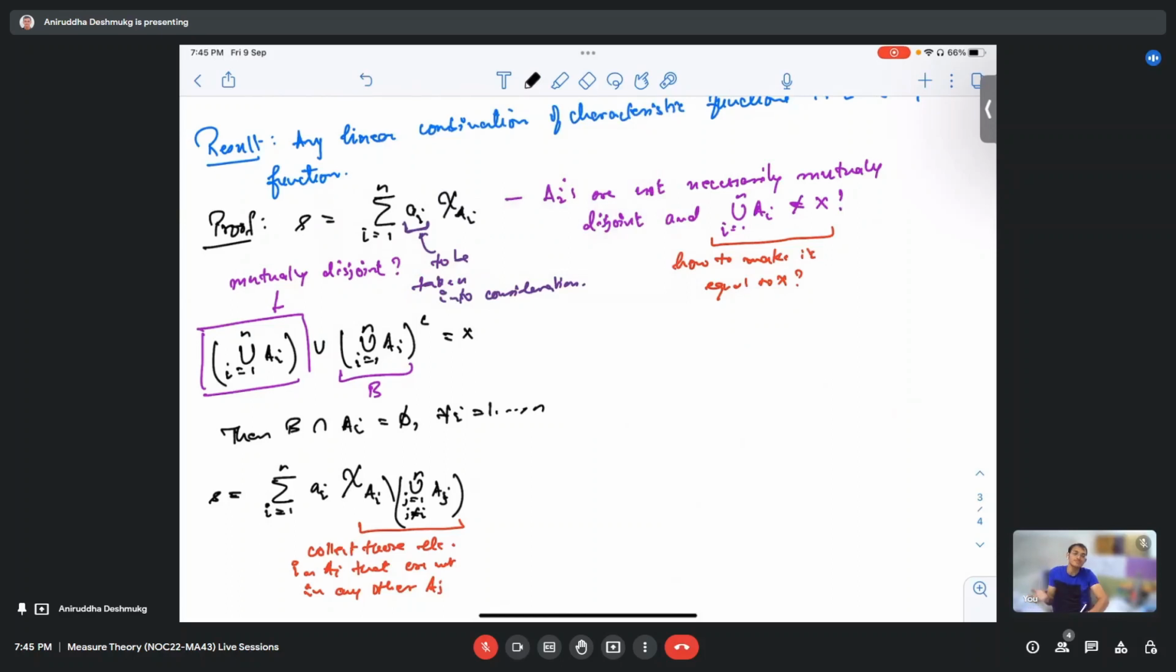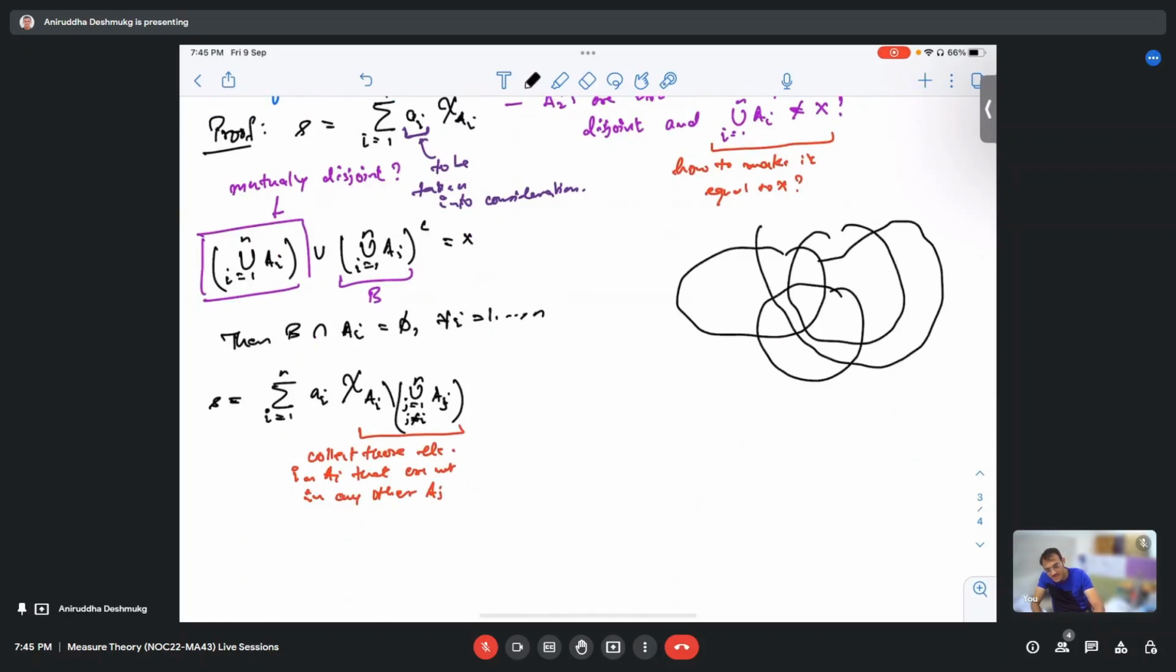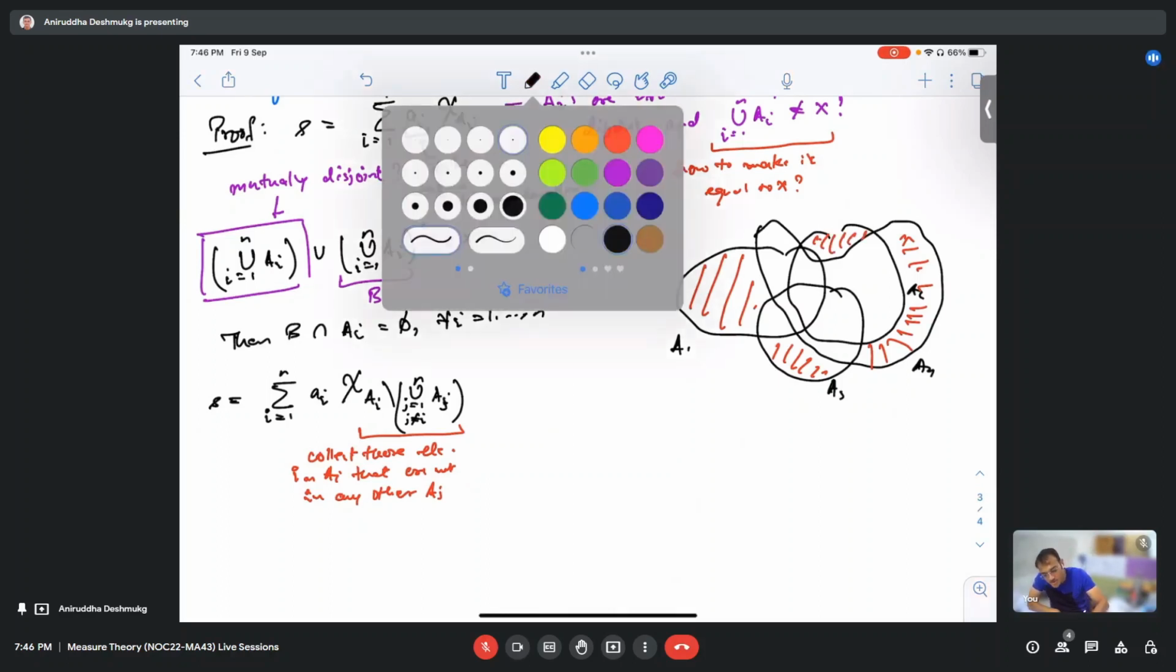But this does not help us completely, because now we have excluded a lot of parts. For example, we may have a situation like this. So this is our A1, this is A2, this is A3, and this is A4. We have only included this part, this, and then this, and this part, right? There are still a lot of points which we have not included. So to include those, what will we do?